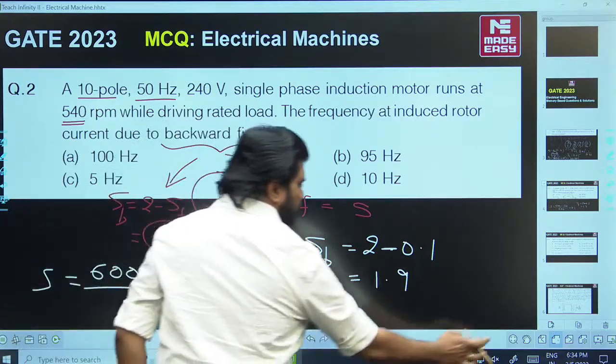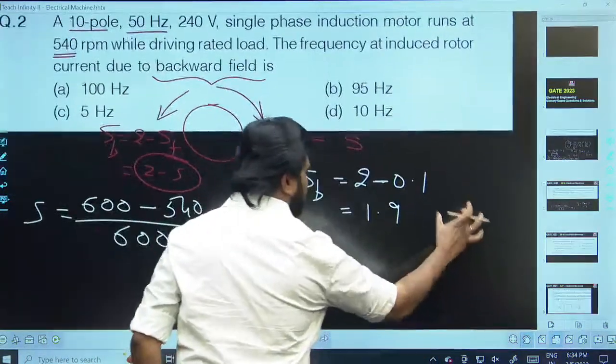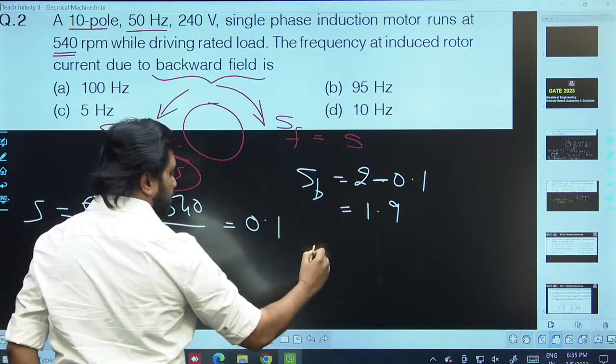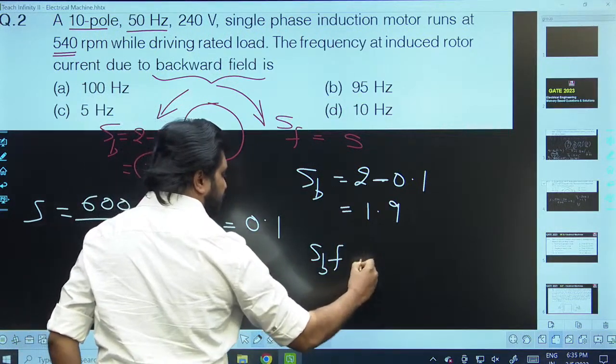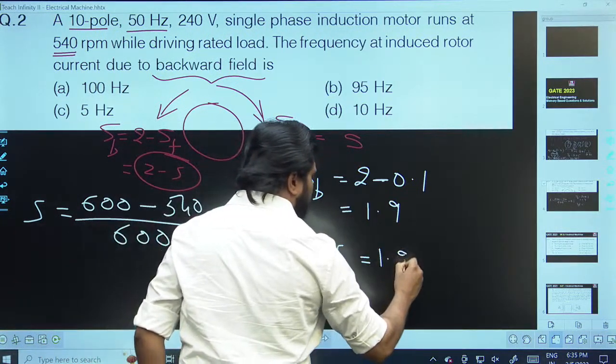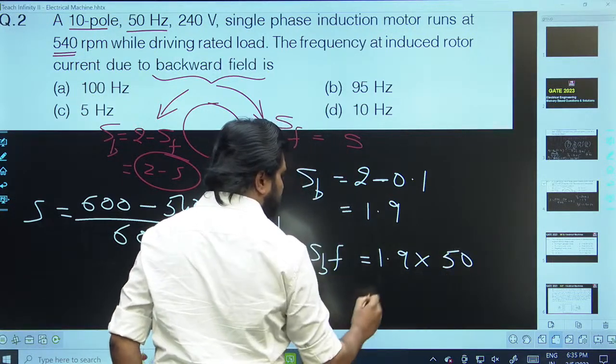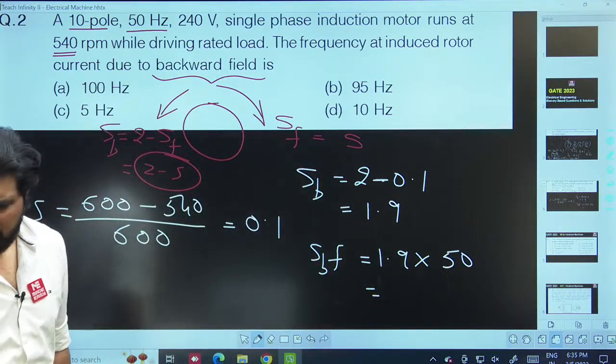So the frequency due to the backward field is simply SB into F, that is 1.9 into 50. The value will be 95 Hertz.